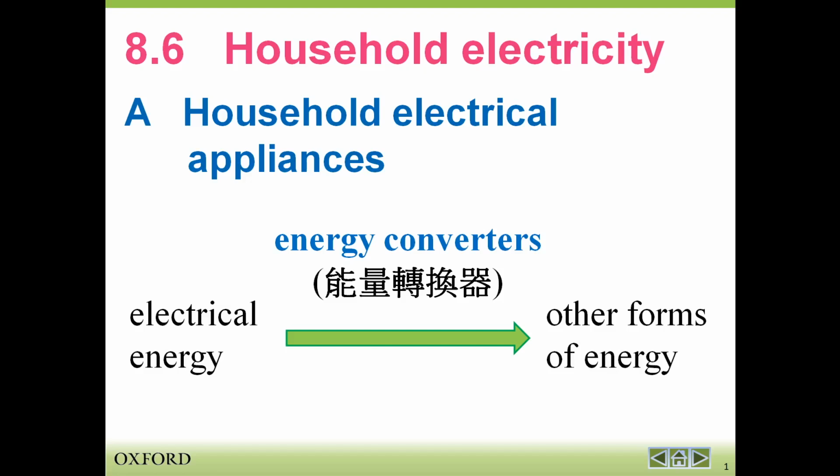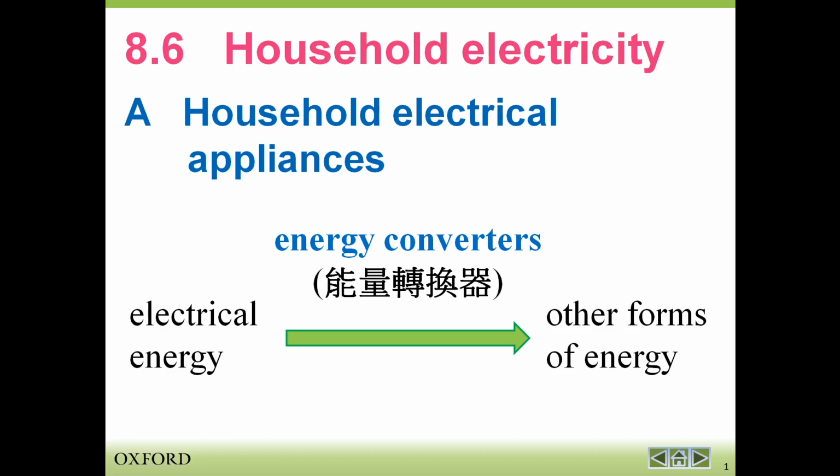Now, this is section 8.6, household electricity. For household electricity, that means we need to connect the electrical appliances to our main circuit. Most of the electrical appliances are energy converters. Do you still remember energy converter?